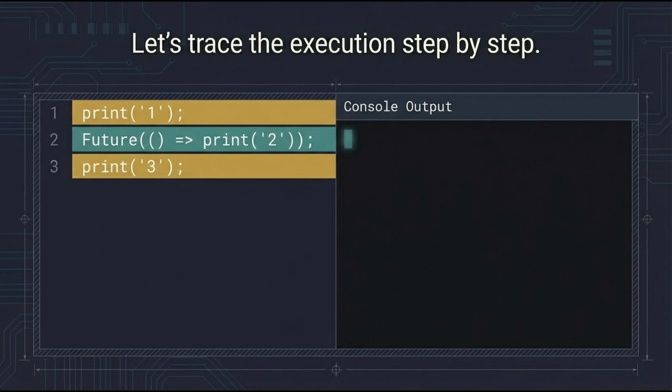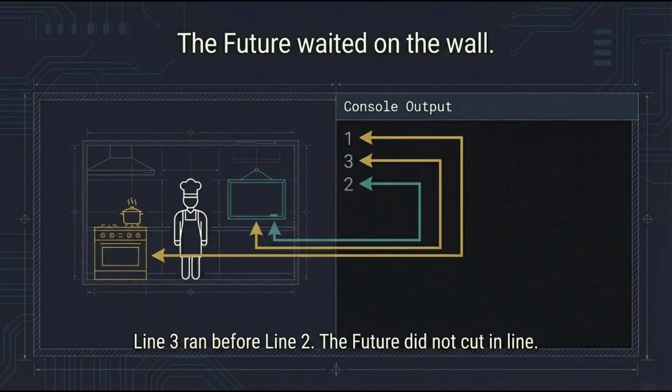Let's prove it. Here's our code again. Print 1, future arrow, print 2, print 3, and the console output is empty. Let's trace the execution step by step. And there it is. The output is 1, 3, 2. The future waited on the wall. Line 3 ran before line 2. The future didn't cut in line. It waited on the board until the chef finished everything on the stove. Just like we said, the event loop completes all synchronous code before checking the event queue.